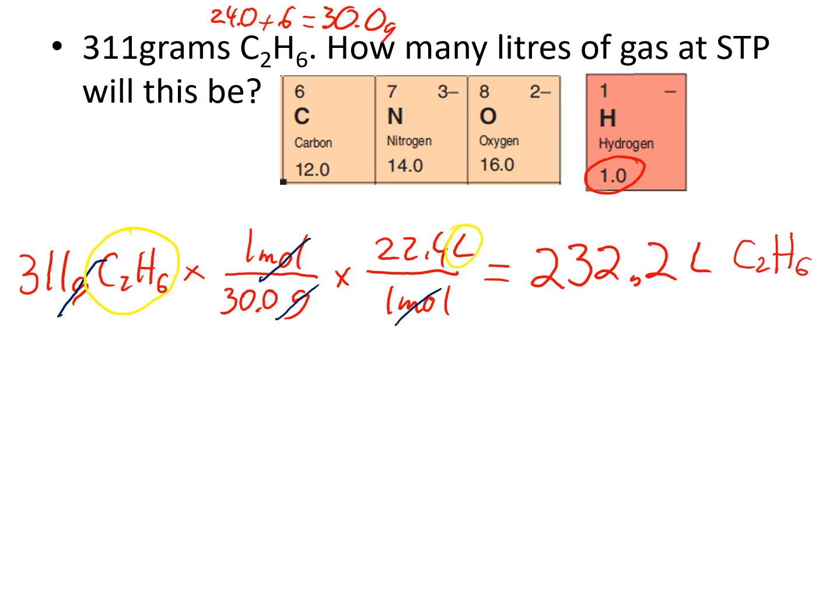Again, 3 sig figs, 3 sig figs, 3 sig figs, so my final answer should be 3 sig figs. So I'm going to shorten this down to 3 sig figs, and that's going to go down to 232 liters of ethane.